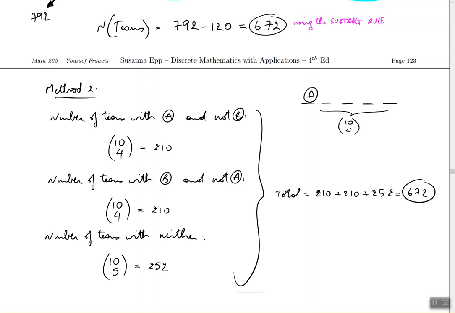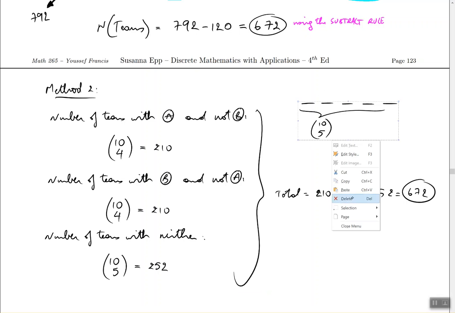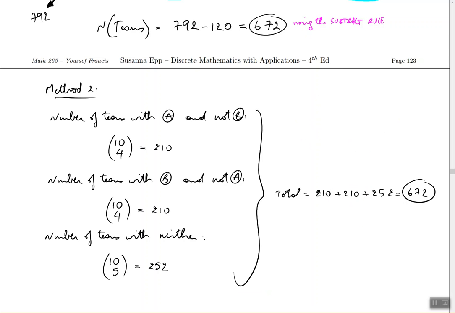In part 2, you selected B to play on the team, and again, A cannot be selected, so therefore there are 10 choices to make and only 4 people are to be chosen from the 10. And finally, the last case, when the team has neither A nor B. So you did not select A, you did not select B. So how many people are left in the world? 10. And you have to select 5 of those to play on the team. Okay. So in total, the answer is going to be again 672 using the addition rule.